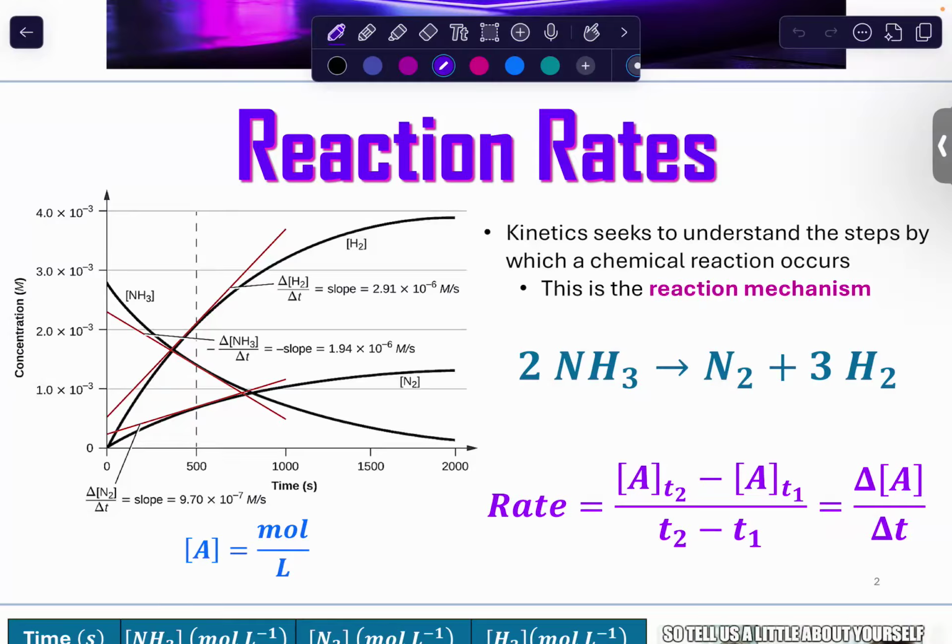Now, notice these nice little curves here. So you can see as ammonia disappears, nitrogen and H2 both appear. But you notice how the H2 curve is much higher than the N2 curve. Well, we want to try to explain that mathematically.